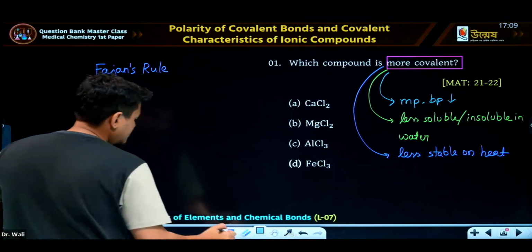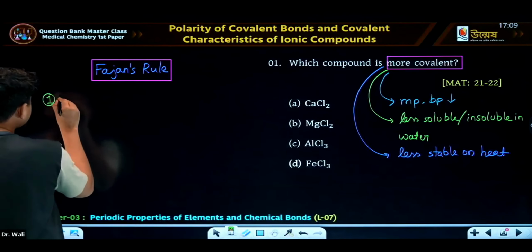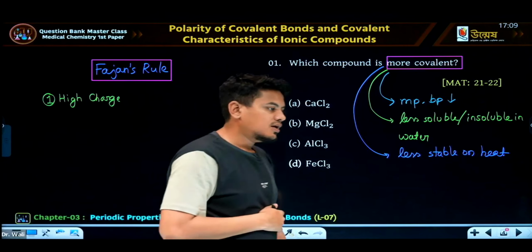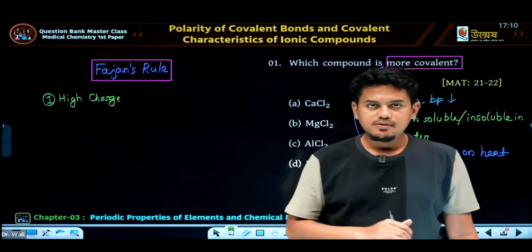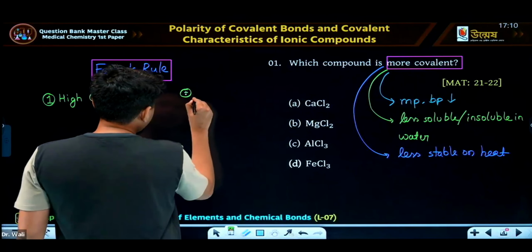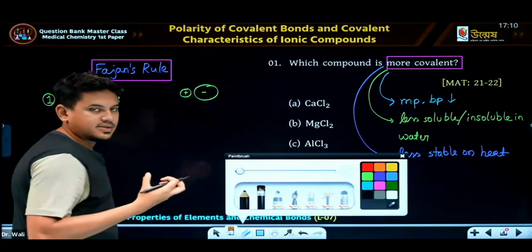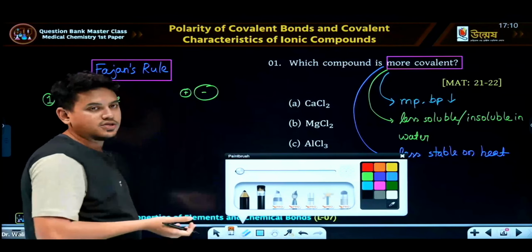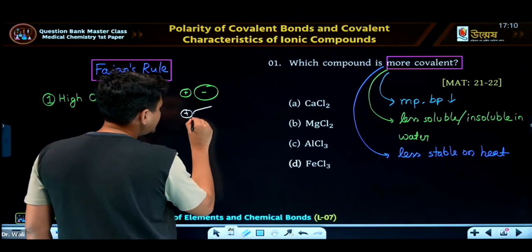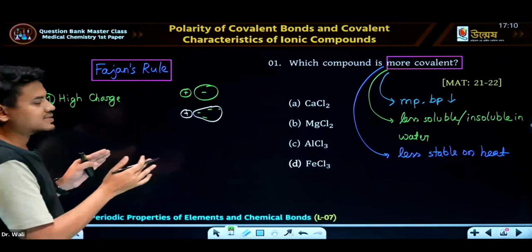Fajan's rule dictates three principles. The first one is high charge. That means for cation and anion, those who possess high charge have the potential to polarize or be polarized. Before going to Fajan's rule, actually we need to clarify what polarization is. When a cation is placed in front of an anion, they do not stay the same. Because of the cation's small size and high density of positive charge, the electron cloud of the anion gets distorted. This distortion is called polarization.